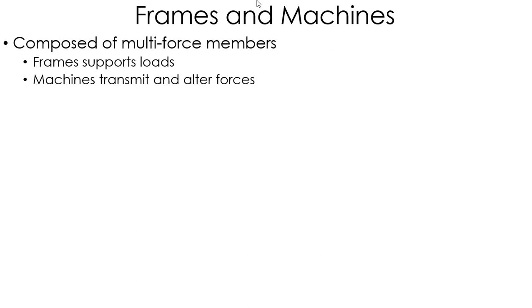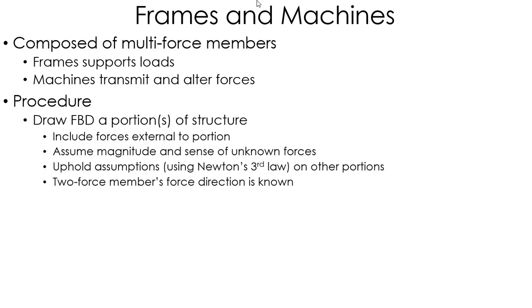A frame simply supports a load using multi-force members, and a machine does some sort of transmittal of forces, increases the force or changes the direction of the force or things of that nature. Now, really the best way to talk about these is to do a problem. So you probably want to move on to the example rather quickly.